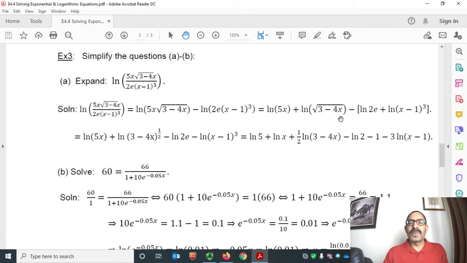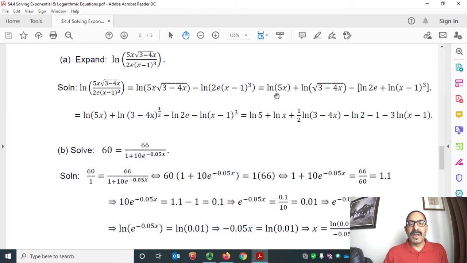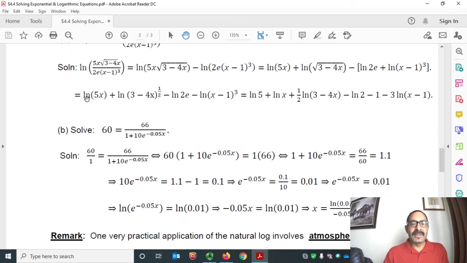I used a bunch of properties here. Similarly, now here, I copy the ln 5x as it is, and the radical is the same as power 1/2, which I did here. And here I distributed the negative sign, so ln 2e minus ln of (x minus 1) power 3. And then again, ln of the product goes to the sum of the lns. So here is ln 5 plus ln x. I hope it makes sense to you all here.